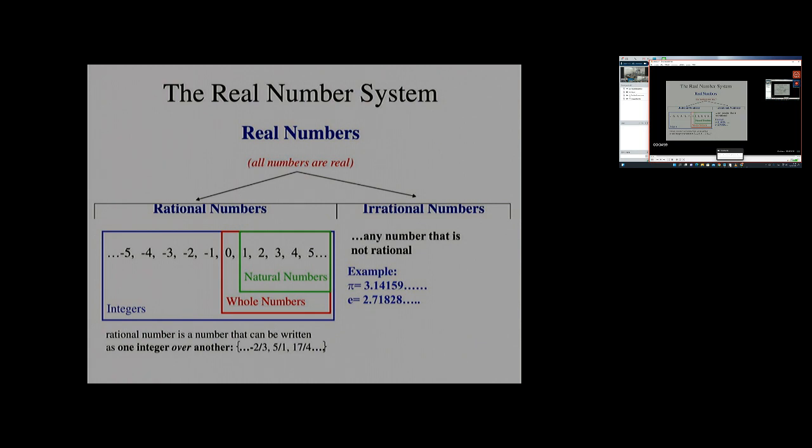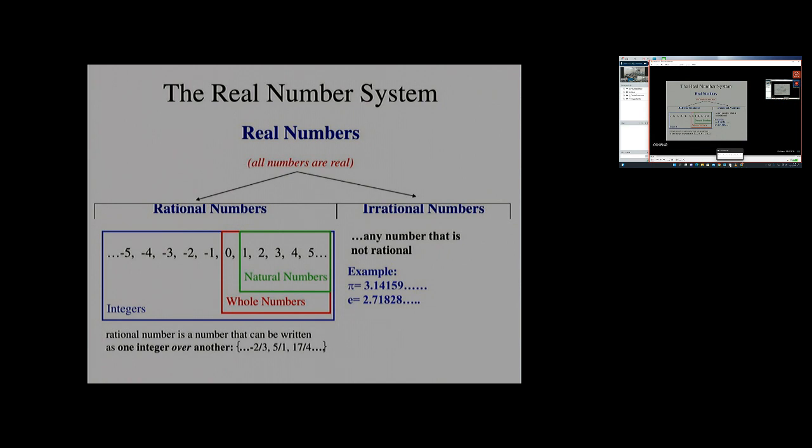For example, √2, irrational. √3, irrational. √5, many irrational numbers. Why are they irrationals? Because they are non-perfect squares. Can you find the square root of 2? Can you find the square root of 3? Can you find the square root of 5? No. So non-perfect squares are irrational.